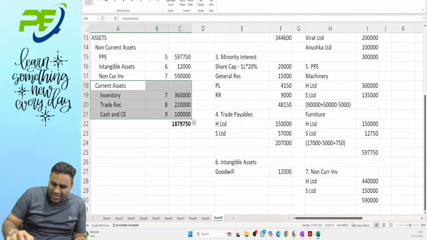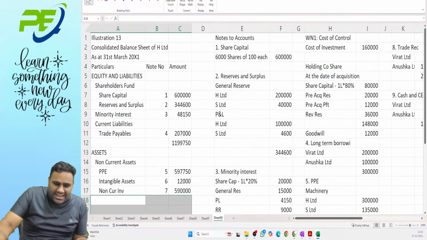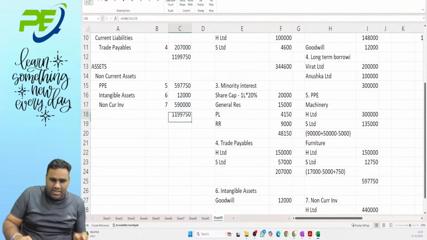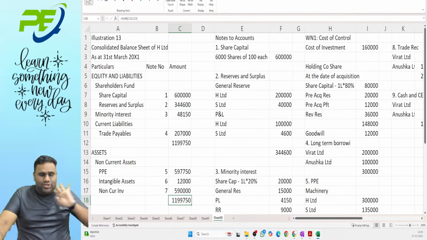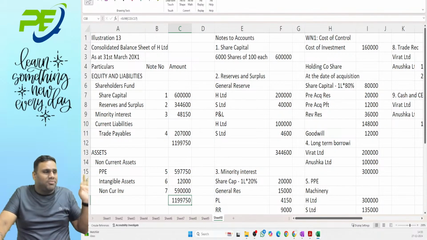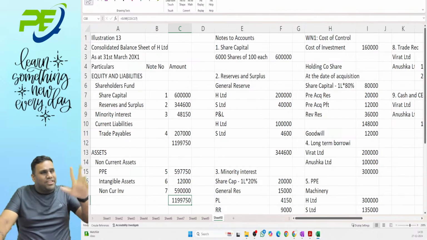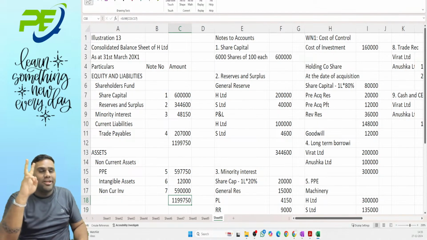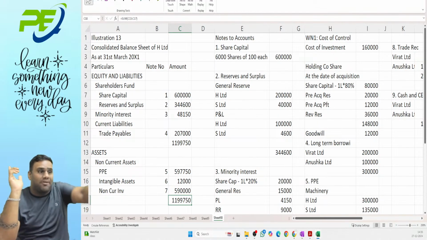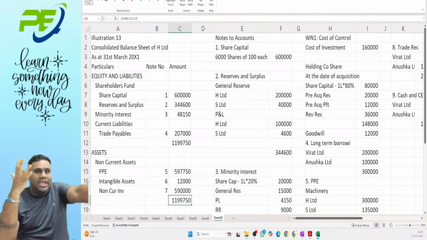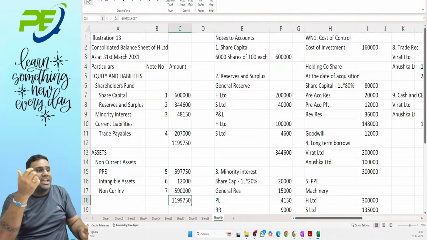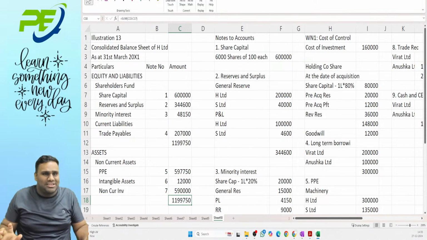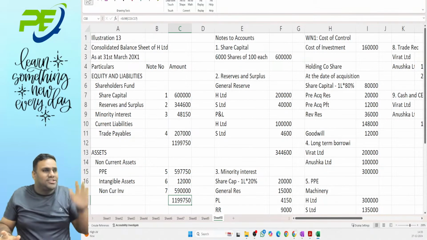Current asset, that is not the problem. 11,99,750, everyone. So see, if you see the entire problem, reserves and surplus is not that big a problem. In reserves and surplus, two things will not flash you in the exam: revaluation reserve, and second, in post-acquisition profit you have to adjust the extra depreciation.